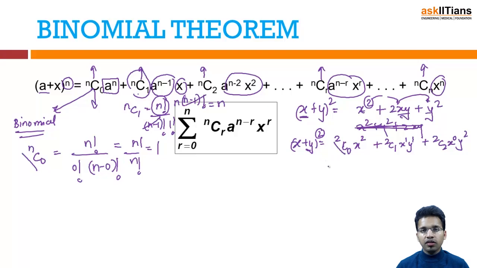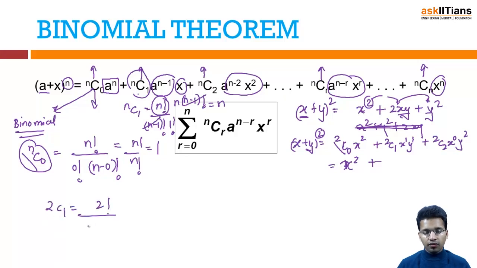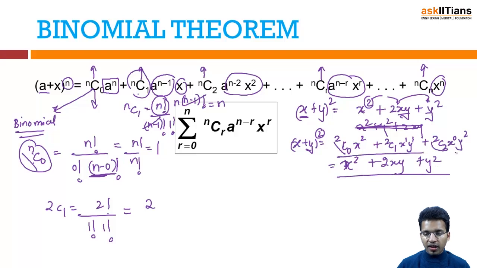Let us look. 2C0 again is 1 only. Why? Just now we saw nC0 is 1, so even if n is 2 it doesn't matter, it's 1, giving x square only. Plus now 2C1: it's 2 factorial over (2 minus 1) factorial, that is 1 factorial, into 1 factorial. So this will again be 2 only, giving 2xy. On a similar basis, 2C2: one term will be 0 factorial this time and the other will be 2 factorial, so 2 by 2 will again give me 1 only. So this will be plus y square. As you can see, this is applicable to the square.